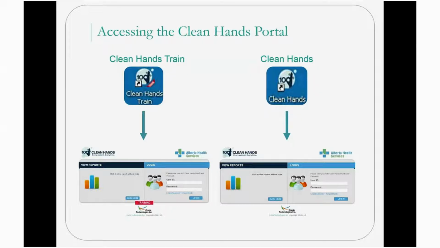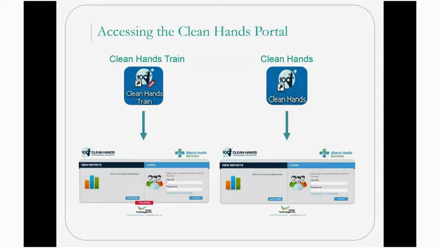Use the Clean Hands train icon to access the training environment of the Clean Hands portal to generate your practice reports. Using the training environment will not affect your unit's actual data. Use the Clean Hands icon to access the production environment of the Clean Hands portal. The production environment is used when you want to generate an actual unit report.